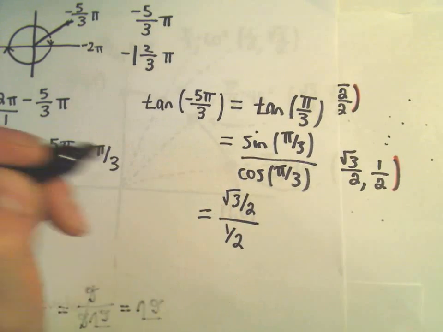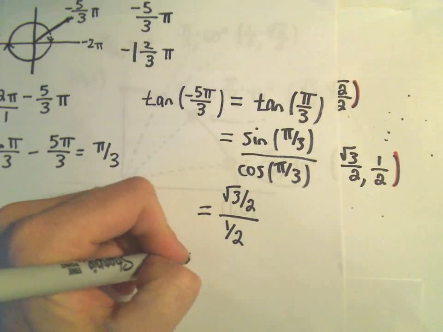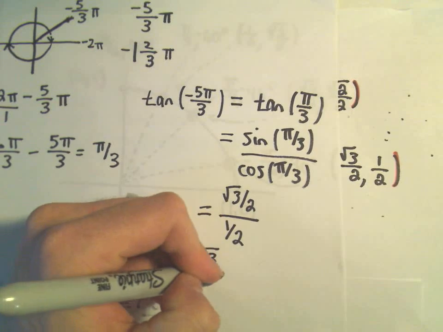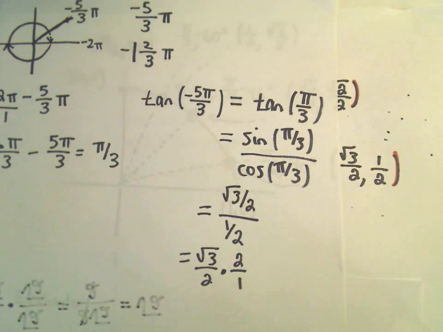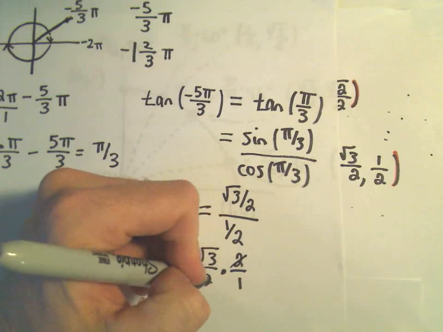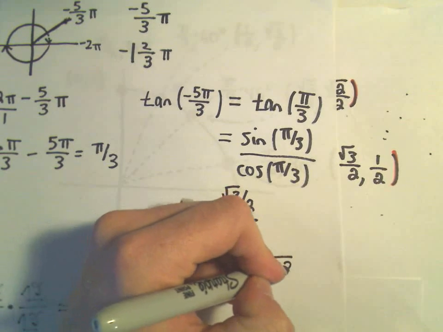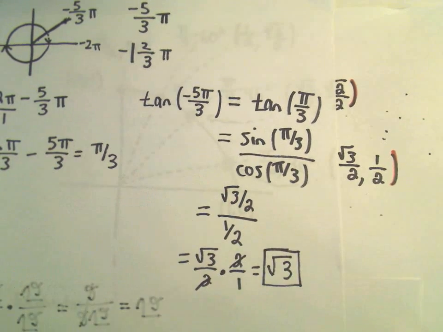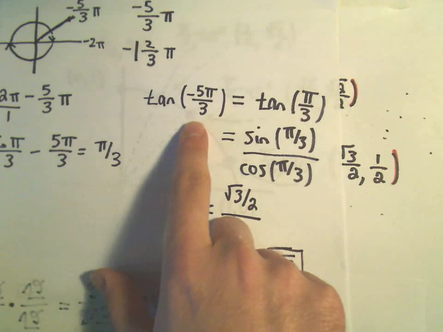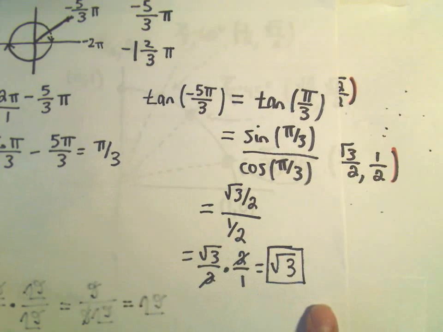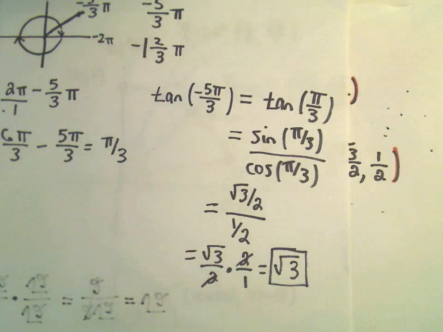Let's plug in our 1/2 here. And we can simplify by taking our bottom fraction, flipping it, and multiplying. The 2's would simply cancel, and we would be left with the square root of 3. So tangent of negative 5 pi over 3 is the same thing as the square root of 3.